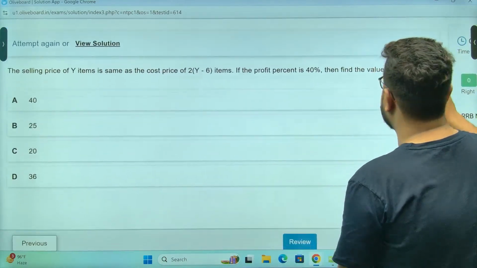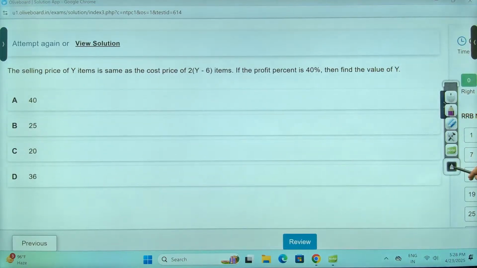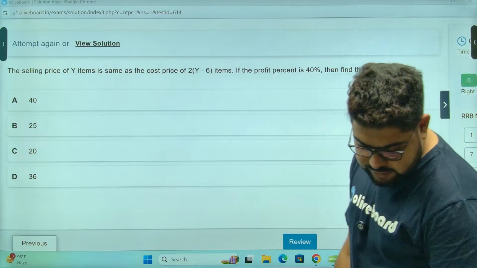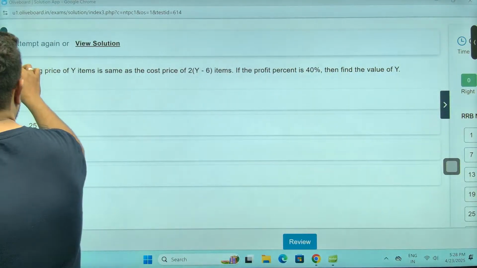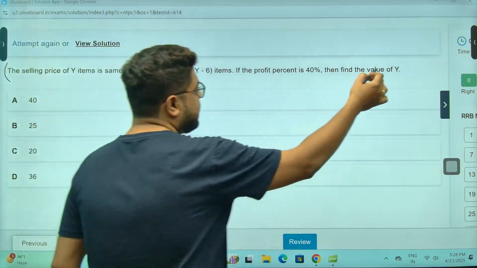Okay, so option 3 was the correct answer there. It was very, very calculative. Again, today I have to skip a few questions.